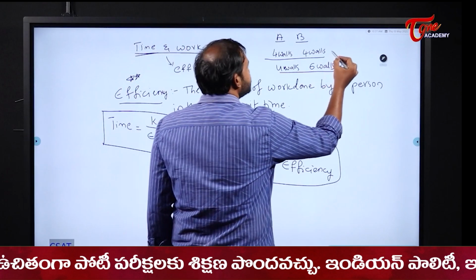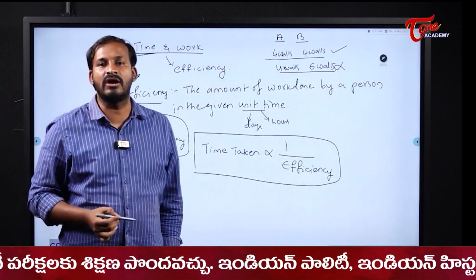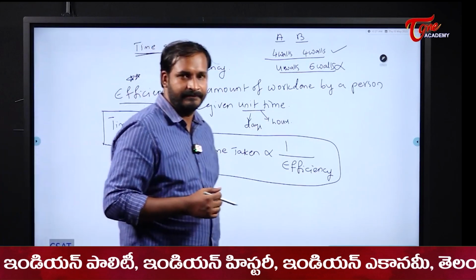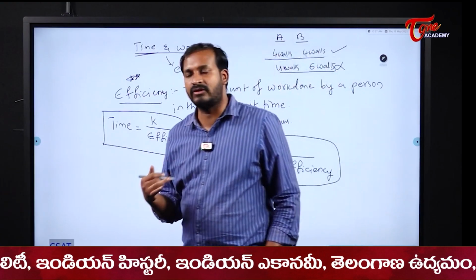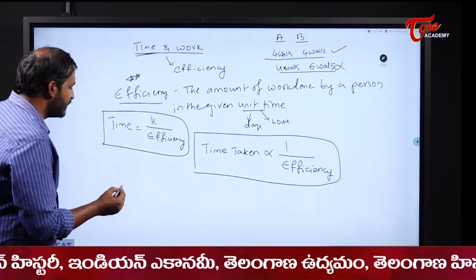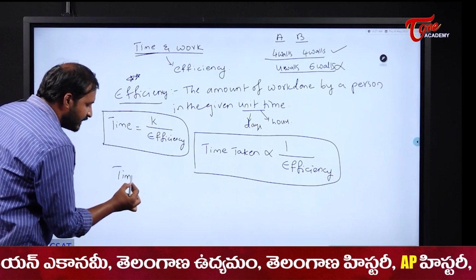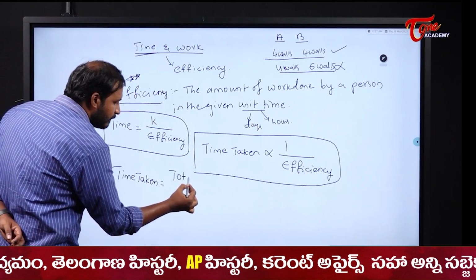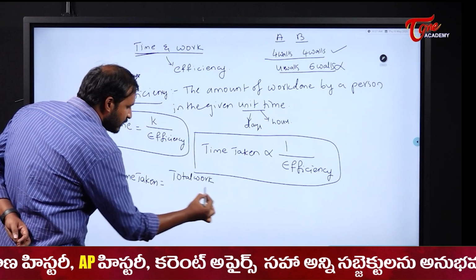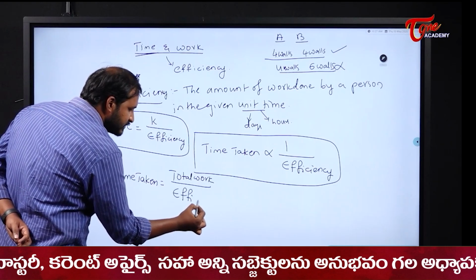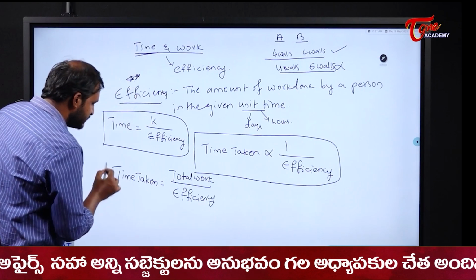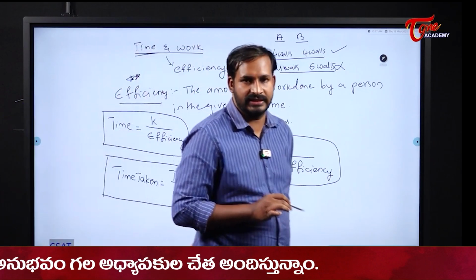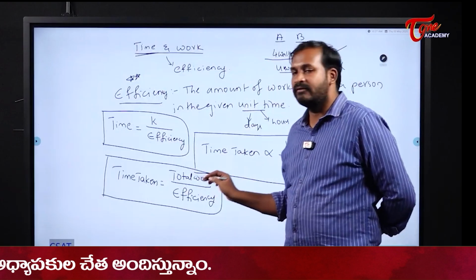But I can compare their efficiency by giving them the same work, or a constant work. That means, in our time and work concept, the total work will always remain constant. Because of that, we will write: time taken is equal to total work by efficiency. This is the only formula which we are going to use in our entire time and work concept.